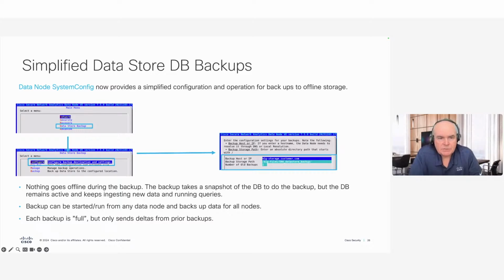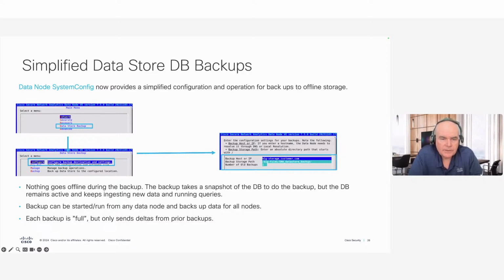But some customers have asked, well, I want to offline the storage off the data store nodes to SAN storage, for example. And here we've given that ability to make it easier to do that, again from the system config menu itself. You've got the options there to configure it. You obviously put the IP address, the storage path, and things like that, and the number of old backups you want to keep. Because obviously, if you go to offline storage, it's up to you how many historical databases you want to keep or how far back you want to go.